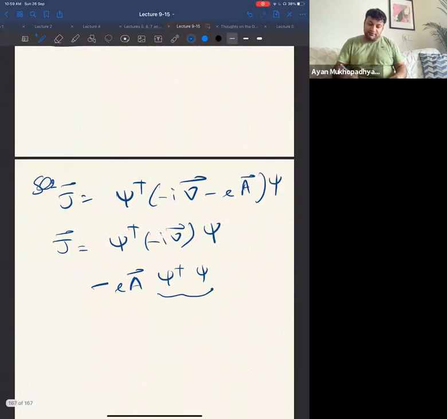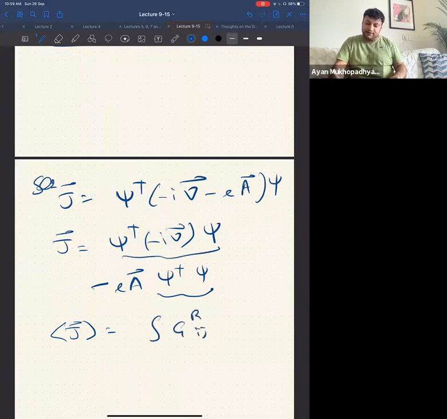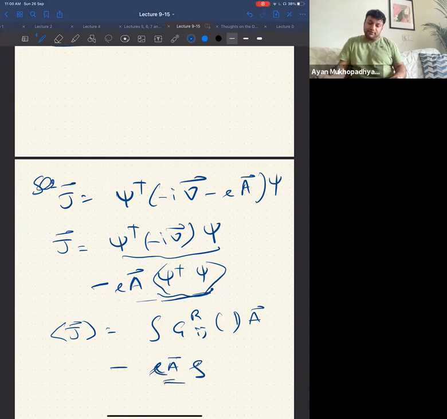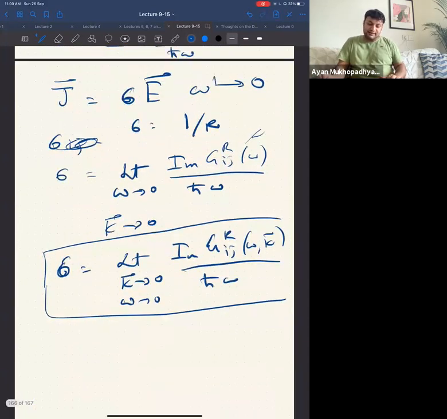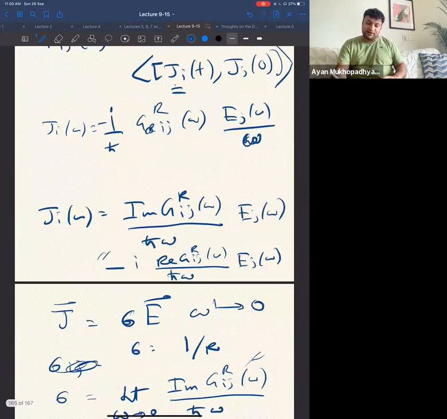Now, in a material, when I take the expectation value of J, this part will be given by the retarded propagator. This part has no expectation value in thermal equilibrium. So it's given by the retarded propagator times whatever A I wrote down. But then this object will have a natural expectation value, which is rho, because this object is simply the density operator. There is already some eA rho that sits here. What you can show is that if I take this eA rho term into account in the definition of the current, this divergence cancels out. But this is a little bit of a complicated story.